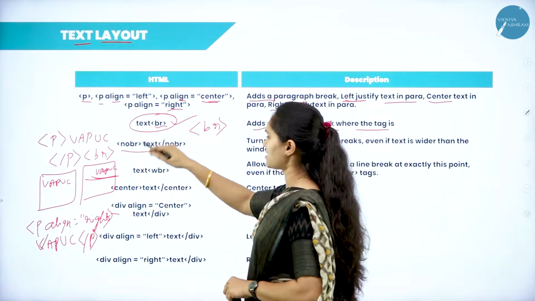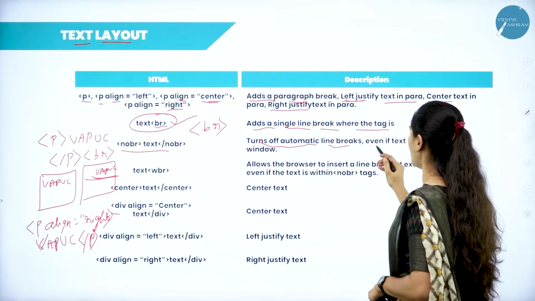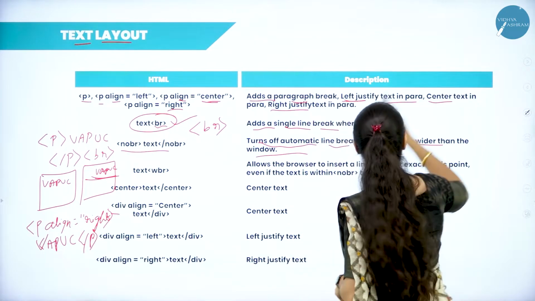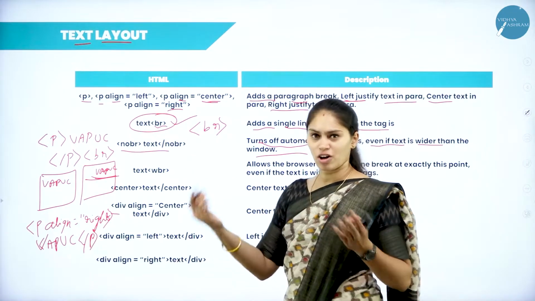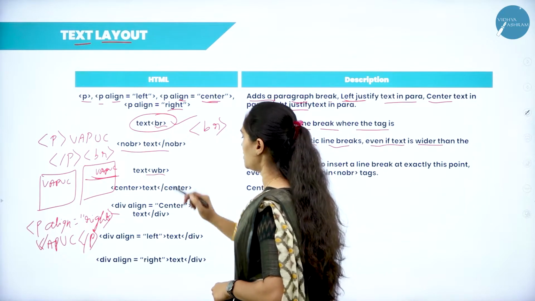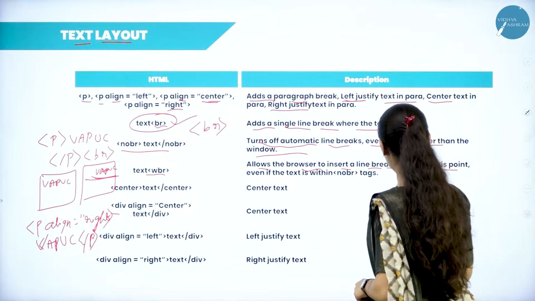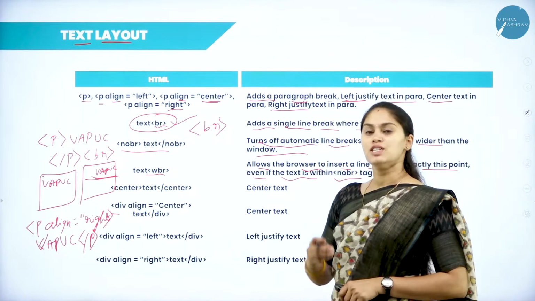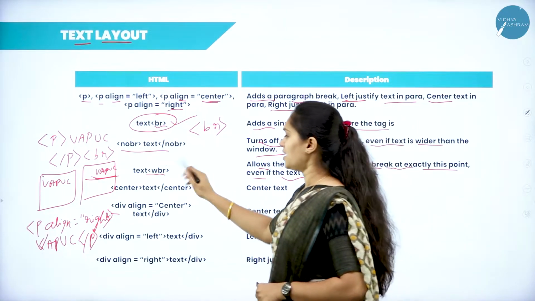In the same way, it is just like a reverse of this break. That is no break. It turns off the automatic line breaks even if the text is wider than the window. Even if the text is greater than the window size, if I am using this no break, it will not entertain any automatic line break. Then we have a WBR. That allows the browser to insert a line break at exactly this point, even if the text is within the no break tag.